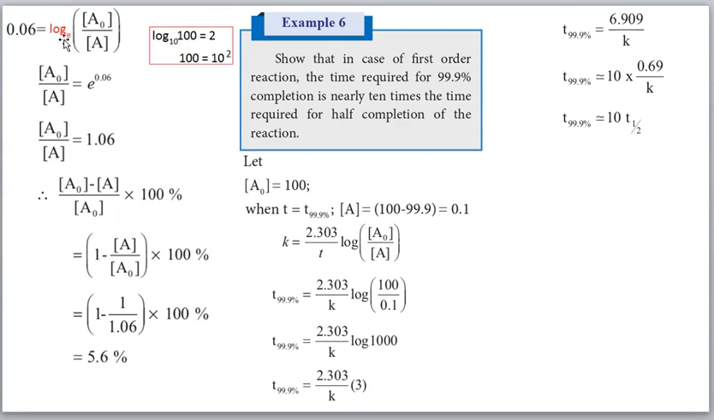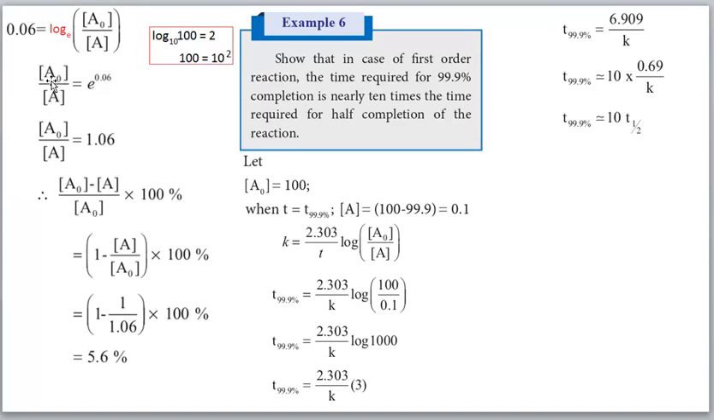So what is the change you see? The log is not needed. This e we can change here. So this number will change into e to the power 0.06. Then on the other side we can write this value.